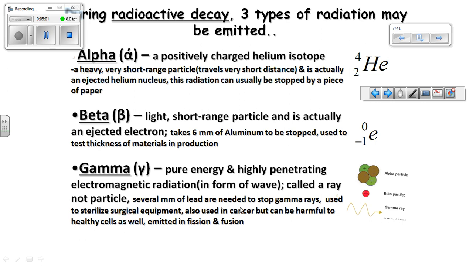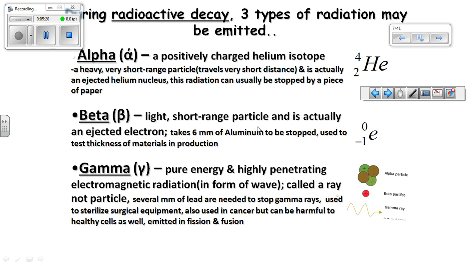Several millimeters of lead are needed to stop gamma rays. They can be used to sterilize surgical equipment. They're used in the treatment of cancer. They are emitted in the process of fission and fusion, which we're going to get into in some later slides. So these are just three different types of radiation.